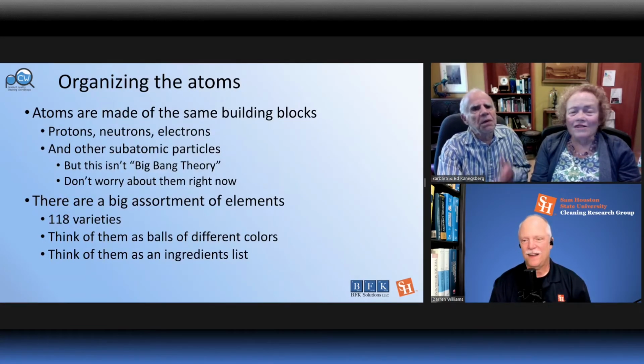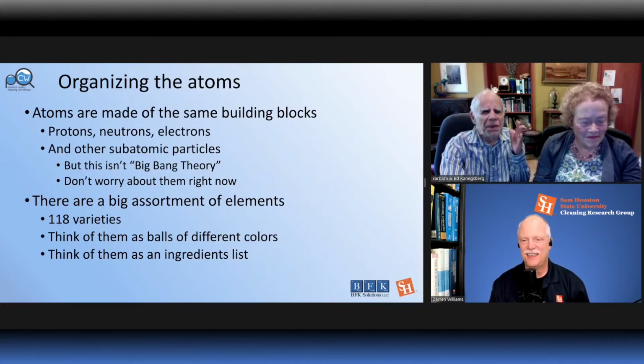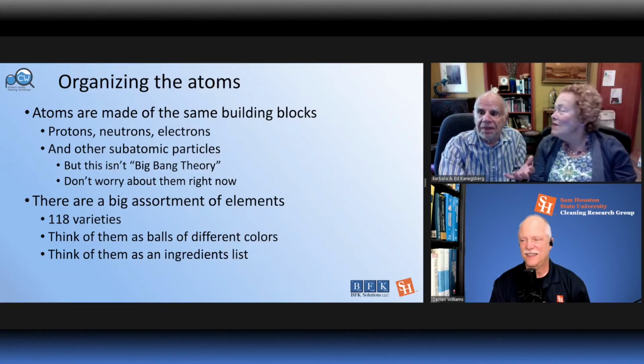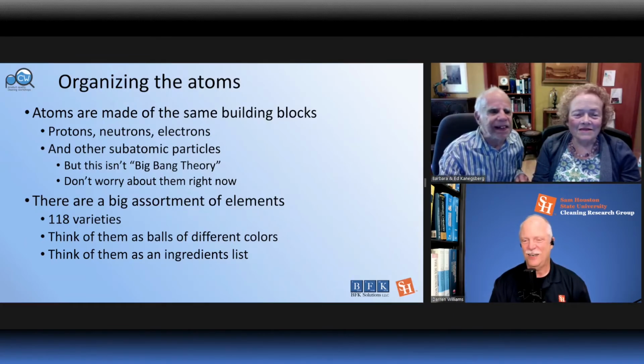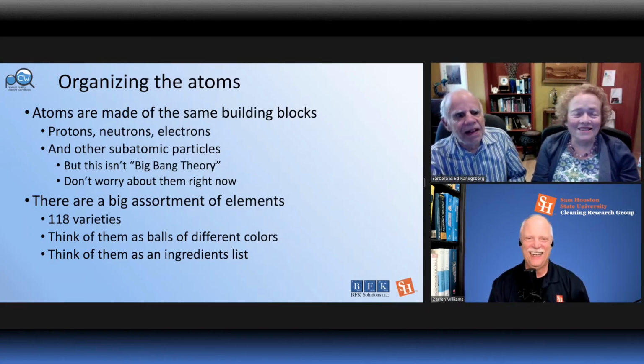Okay, let's, yeah, go ahead. So we have to organize the atoms because atoms are all made of the same building blocks of protons, neutrons, and electrons. And there are other subatomic particles that make up the protons and neutrons and electrons, but we're not getting into that. Right, quarks and gluons and all that. Yeah. Muons, and oh boy.